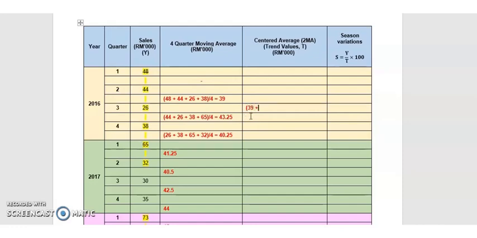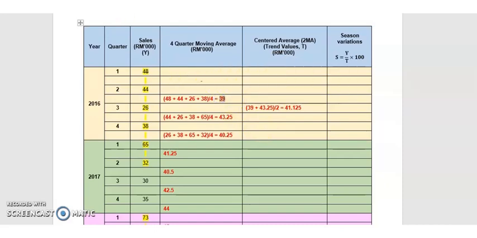39 plus 43.25 divided by 2. So here equal to 41.125. Okay. So your first trend value, if you have 4 quarters like this, will be placed at the third quarter. Okay. So that is why in centered moving average, we need to find the 4 quarter moving average first, then we can get the centered.